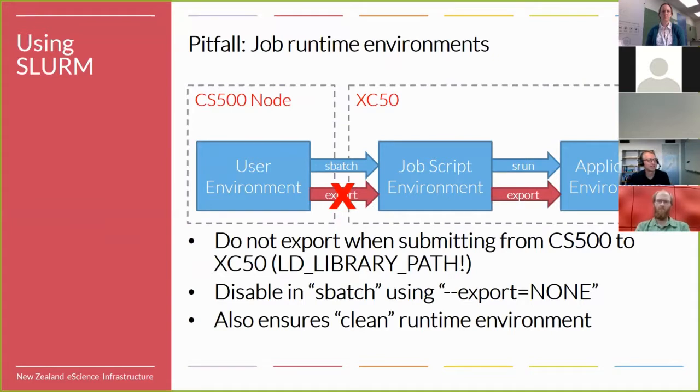The biggest disadvantage is when you try to submit a job from a CS500 node to the XC50 or from the XC50 to the CS500. And the reason is that there's one variable which is called LD_LIBRARY_PATH, which is used to find shared libraries. So some of these shared libraries are on the global file system that's visible from every single computing node across the whole system, so both CS500 and XC50. The problem, however, is that the CS500 uses a different operating system than the XC50. So we have CentOS on CS500 and SLES on XC50.